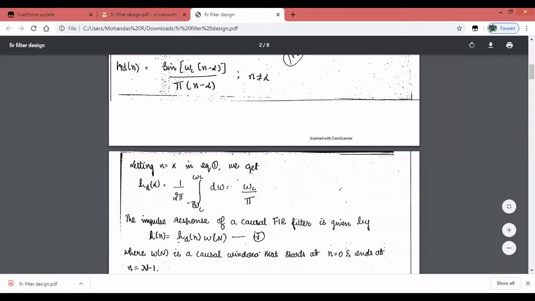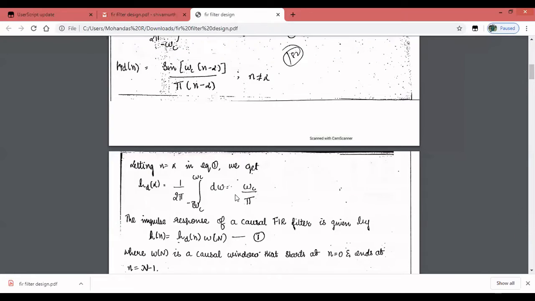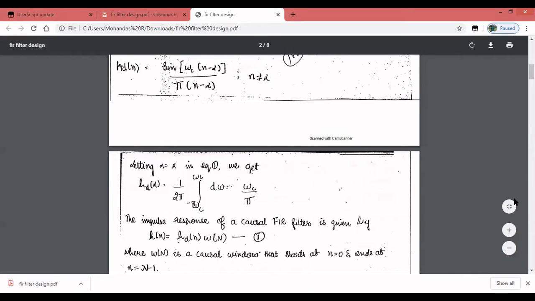Okay, so the next step in the design procedure: what is the impulse response? I am trying to find the simple impulse response of any of your filters. Here it is an FIR filter. So the impulse response of your FIR filter, a finite number of samples h of n, is equal to h_d of n into w of n. Okay, what is w of n?